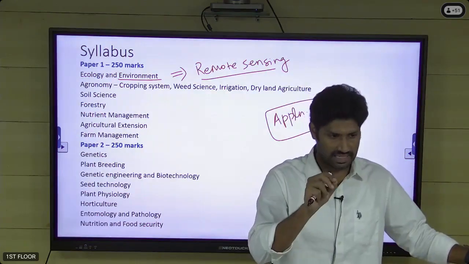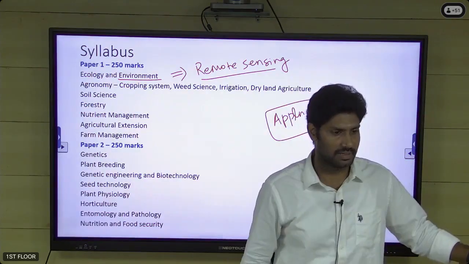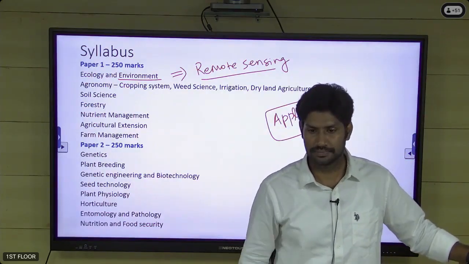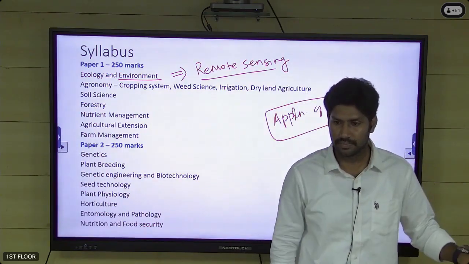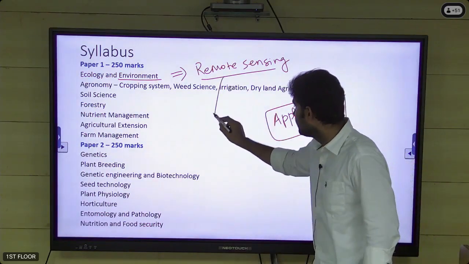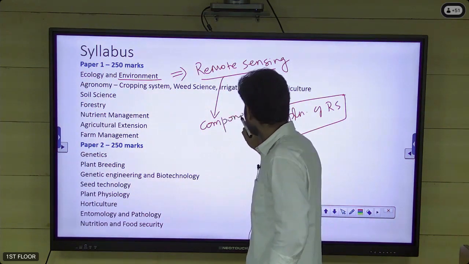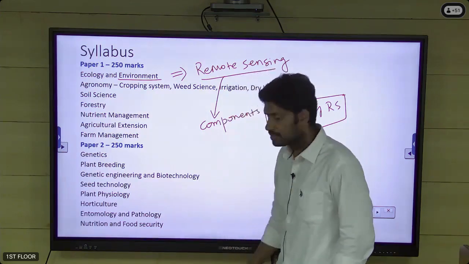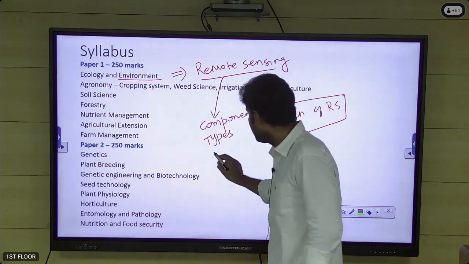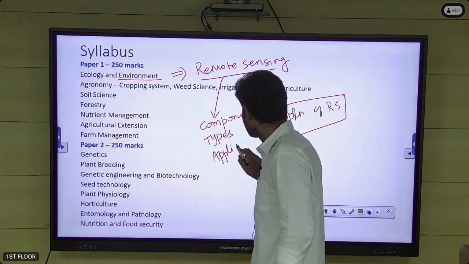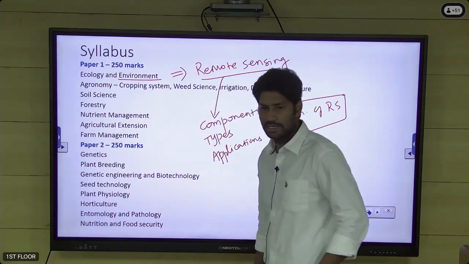Always, when you see a syllabus topic, we have to think about the various possible dimensions in that particular topic. You will get that in the coaching. I will teach, for every topic, what the possible dimensions are. If you take the remote sensing area, we have to discuss the various components of remote sensing: the tools, the types of remote sensing, and then the applications.